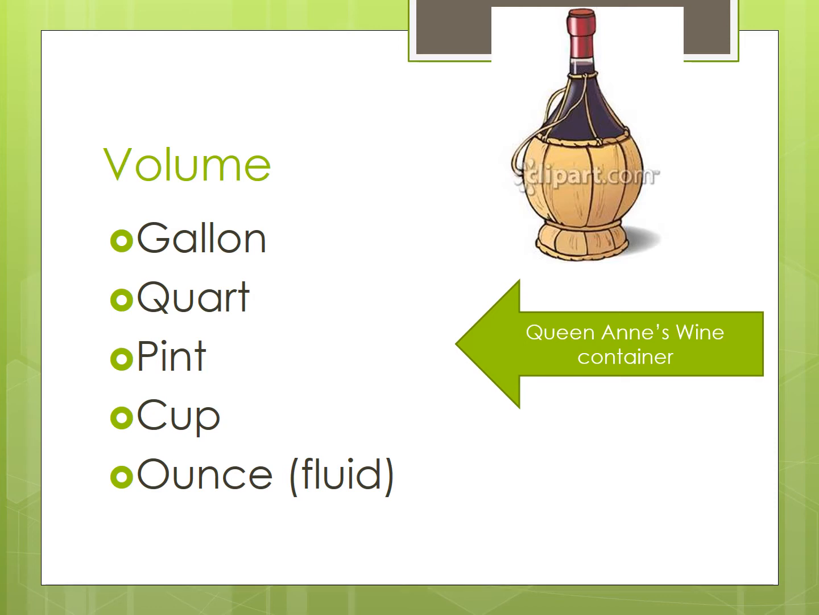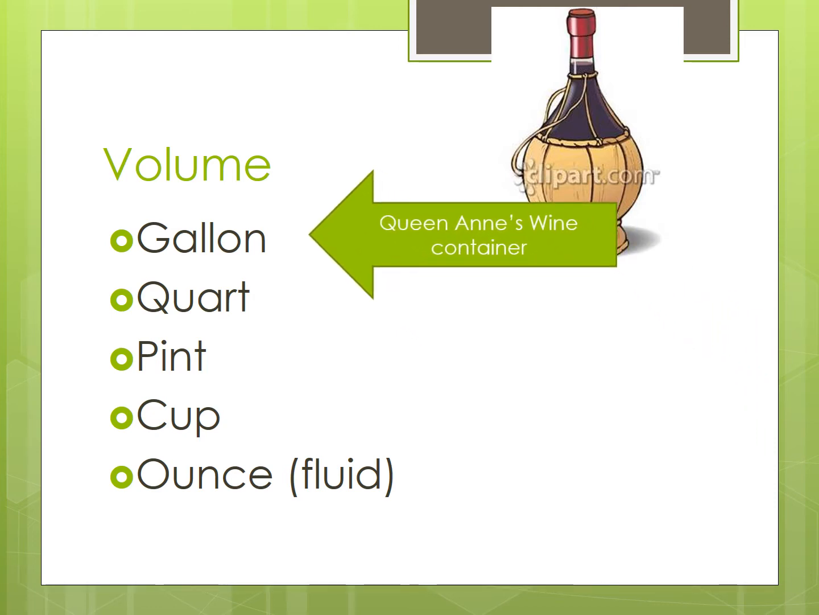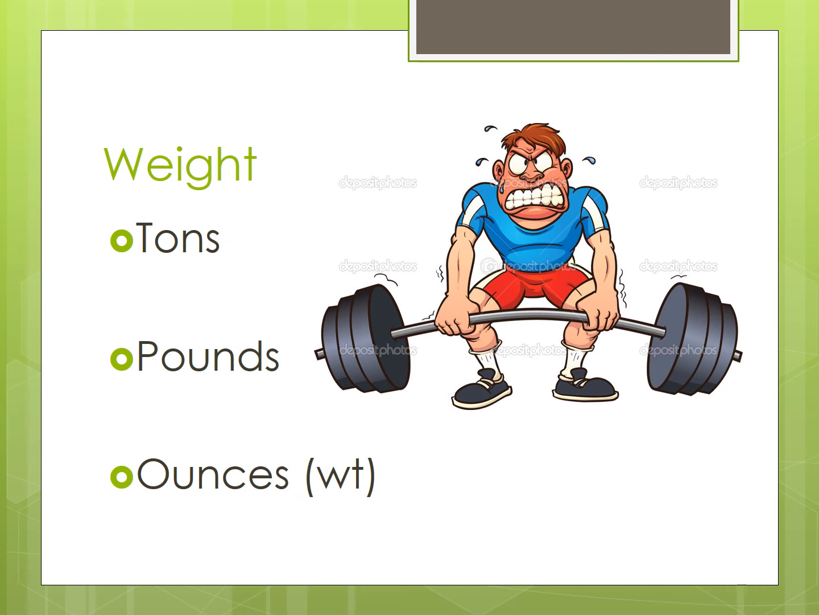Volume, the same thing. Queen Anne's wine container was considered a gallon, and then from there it would go to quart, pint, cup, and then fluid ounces. Weight is talking about tons, pounds, and ounces.